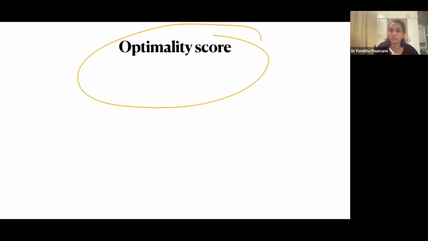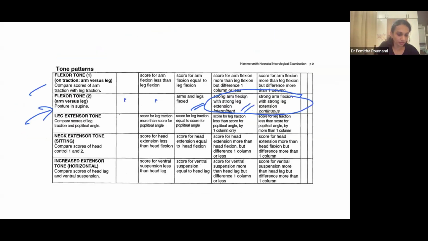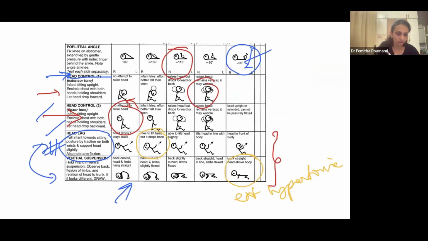Optimality score you people probably need to know for the sake of exam. This is done only for research purposes. You don't have to do it at the bedside. You don't have to do it in the exam. You need to know that there is something called optimality score that the HNNE designers did. They did this by looking at 200 plus term babies who were otherwise normal, and they saw what percentage of them were fitting into which of those 5 columns that you see in each. So you see that all of them have 5, right? 1, 2, 3, 4, 5.